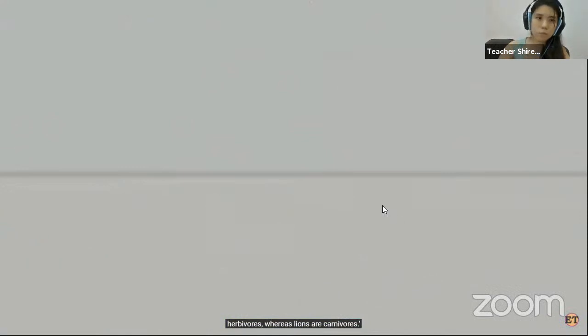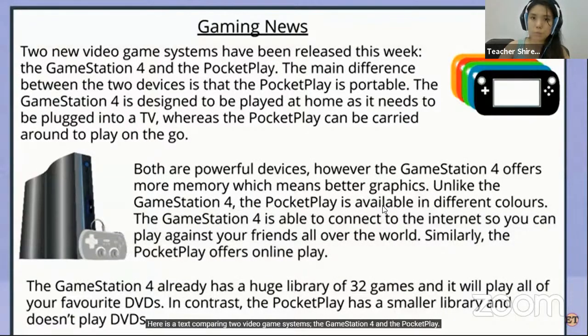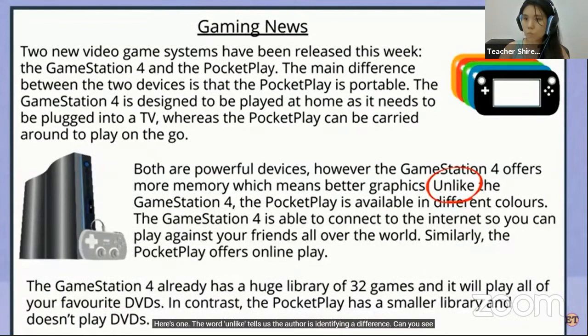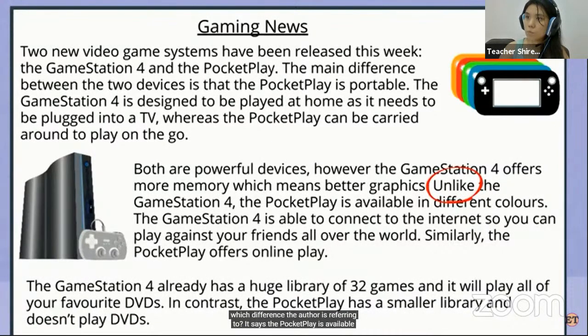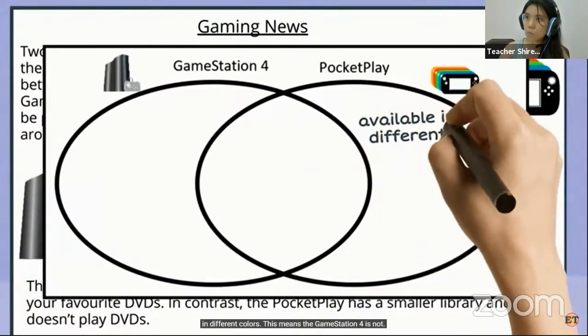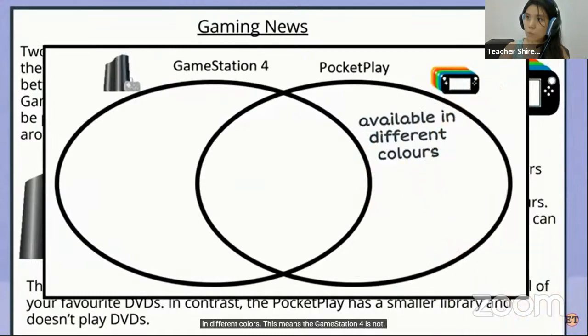Here is a text comparing 2 video game systems, the GameStation 4 and the Pocket Play. Can you see any compare and contrast signal words? Pause here while you look. Here's one. The word unlike tells us the author is identifying a difference. Can you see which difference the author is referring to? It says the Pocket Play is available in different colors. This means the GameStation 4 is not.